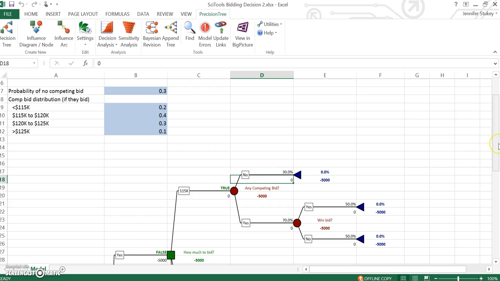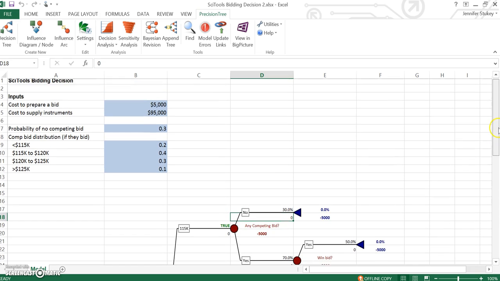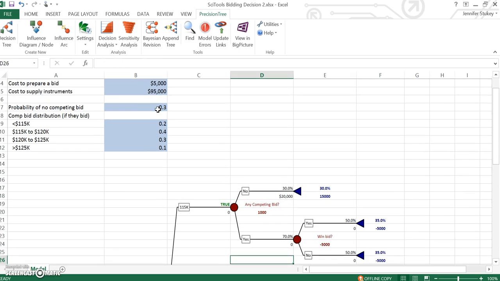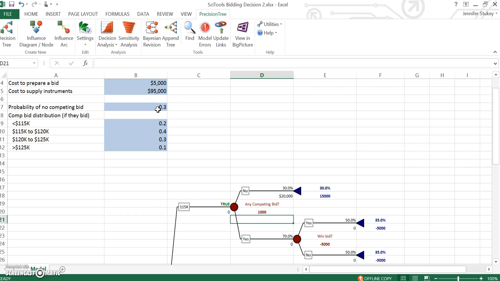And if we bid 15K and we win the bid, we then take that 115 and we subtract the cost to supply the instruments for a total of $20,000 there. Now, if we don't win, or I'm sorry, if somebody does bid against us, now we have to calculate the probability that we will win the bid.